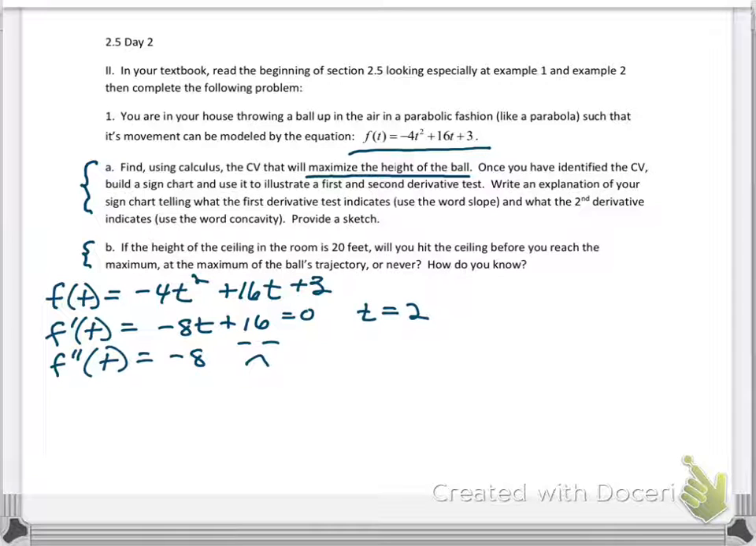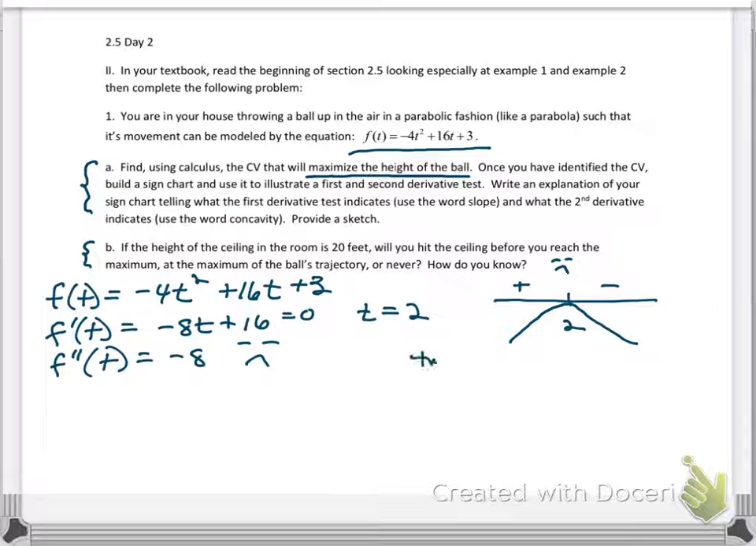So let's go ahead and do our little sign chart. Here's 2. Okay, let's check to the left and right of 2. If I plug in a 0, I'm getting a positive. If I plug in a 3 in the first derivative, I'm getting a negative. I already know that the second derivative is going to be negative. So what do I have? I have this kind of shape. So here's our statements.